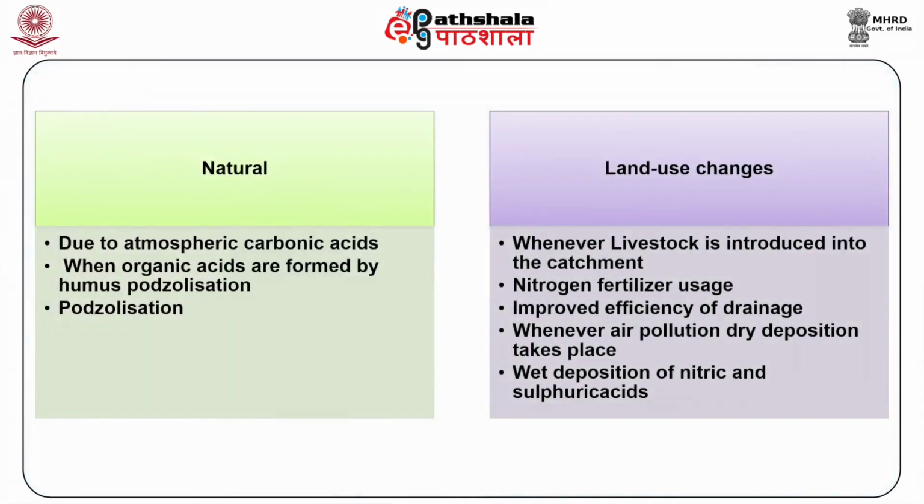Causes: wherever natural geology is to some extent acidic, acidification takes place. Upland regions that are subjected to change in the land use over a couple of decades show the signs of acidification. Natural causes are due to atmospheric carbonic acids. When organic acids are formed by humans, it is podzolization.